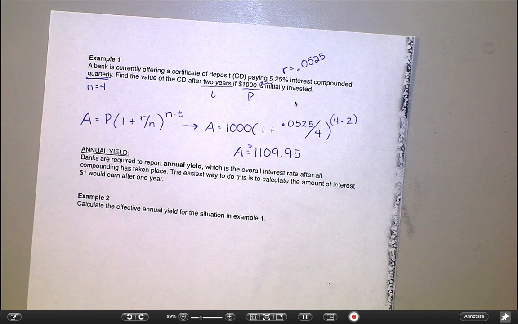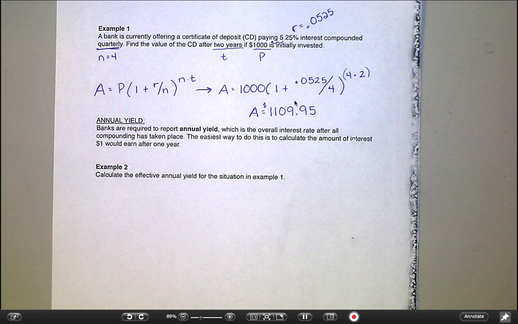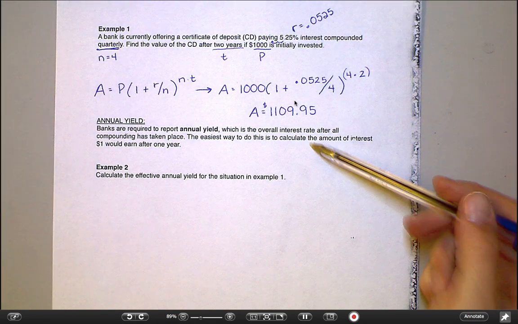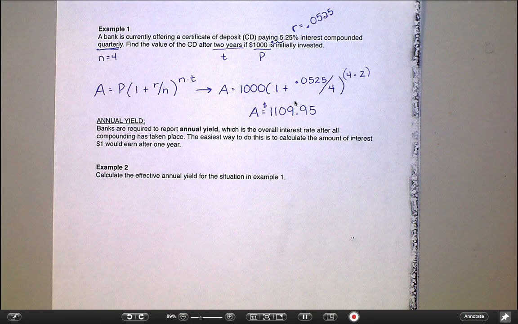There is one other little piece, and that's called annual yield. And this little chunk was taken right out of your textbook, but I'm going to kind of explain it here for you. So annual yield is the overall interest rate after you've done all of your compounding.